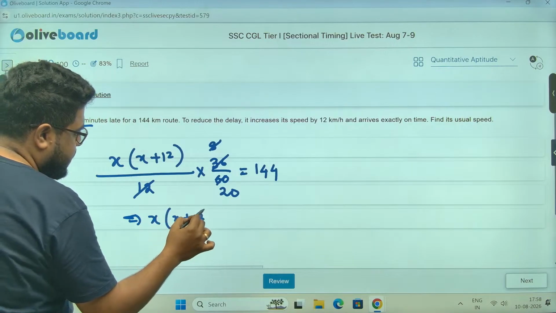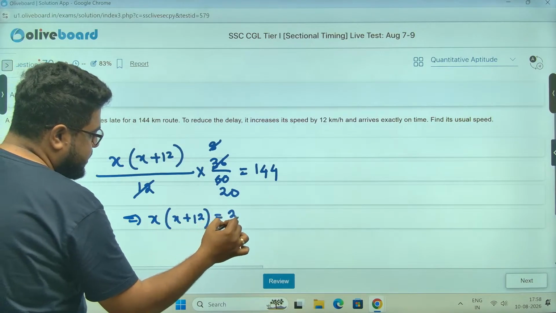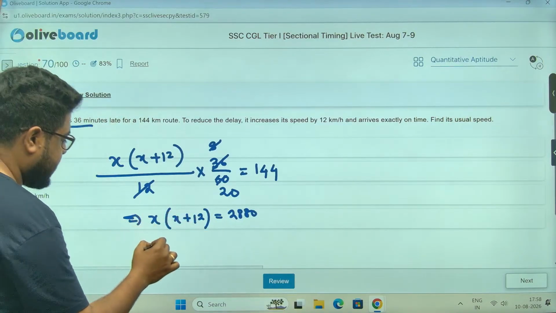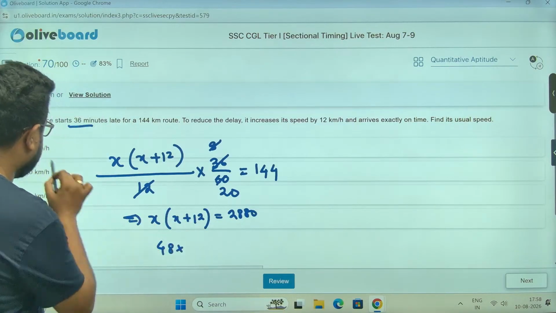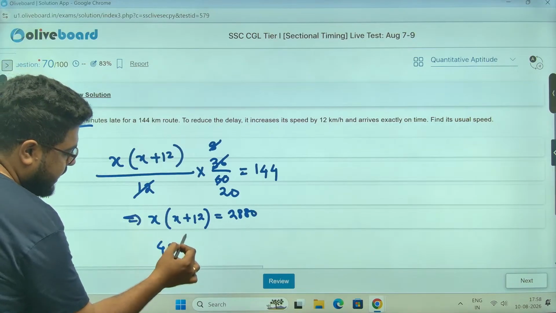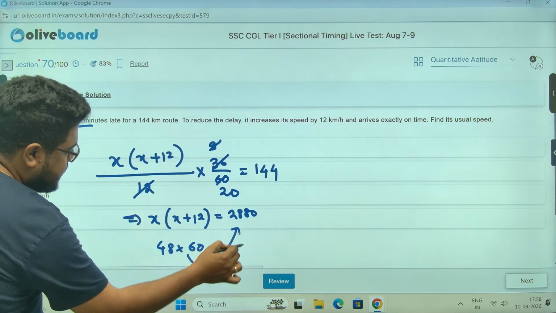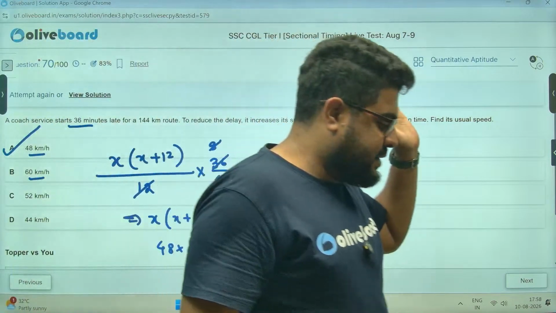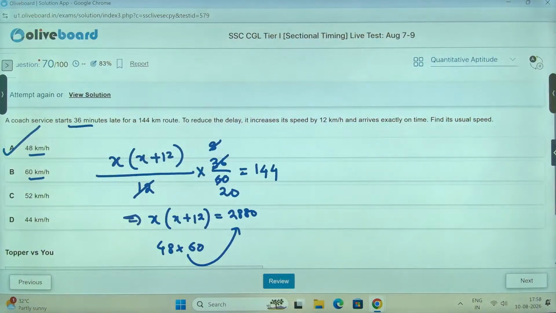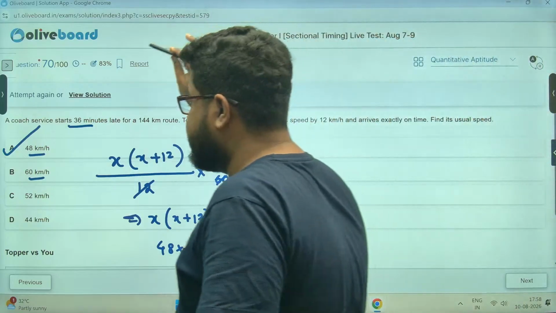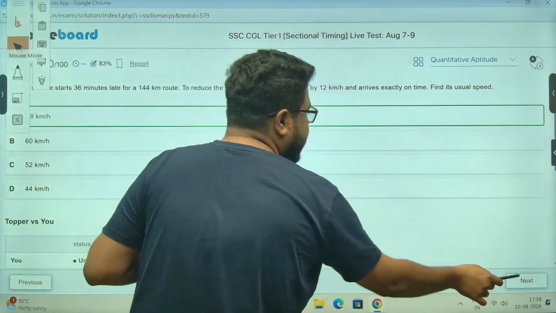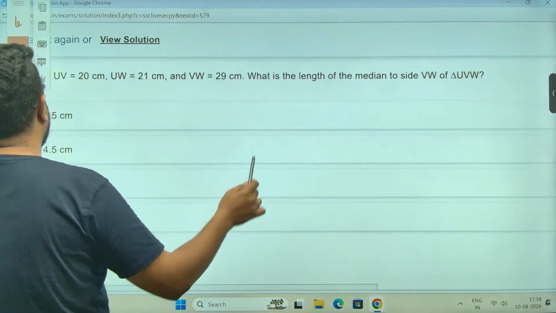This is a quadratic, so be very careful with this. 2880. Most likely 48 will work, because 48 and 60 both are there. 48 into 60, yes, absolutely. They are asking the x value, the usual speed. X will be 48. If they ask the increased speed, my answer would have been x plus 12, which is 60. They ask that on a regular basis, and many people make silly mistakes there. Don't do that.